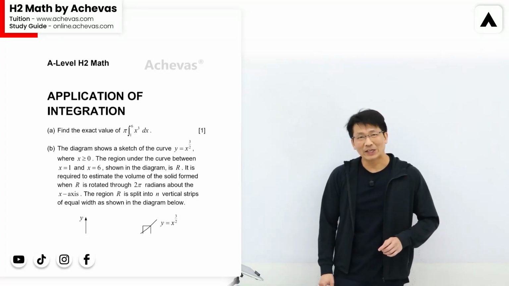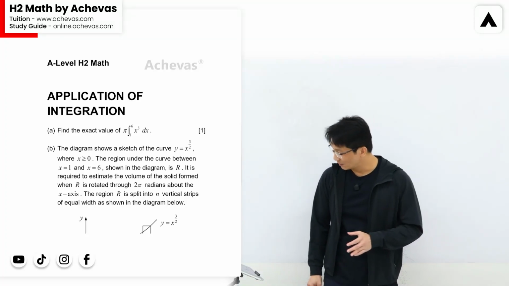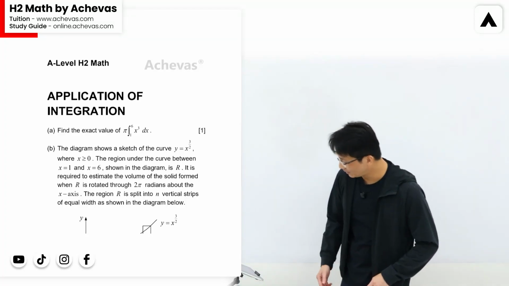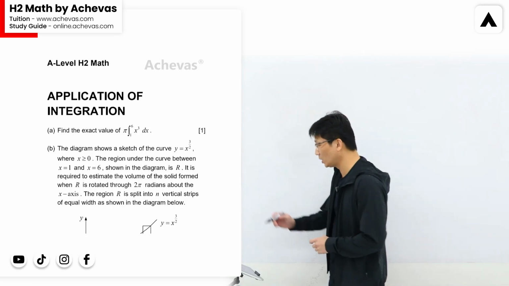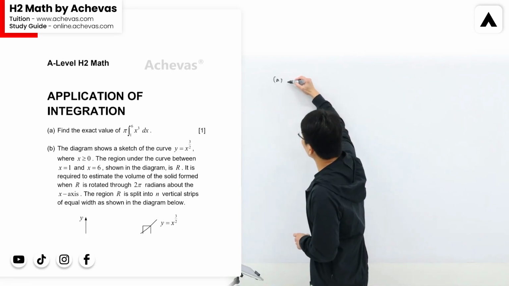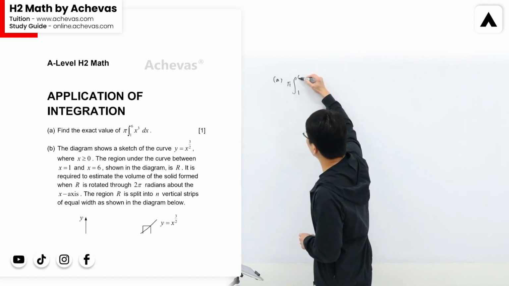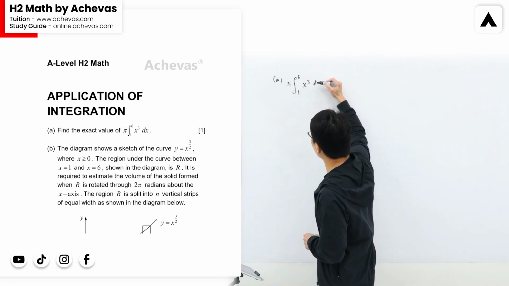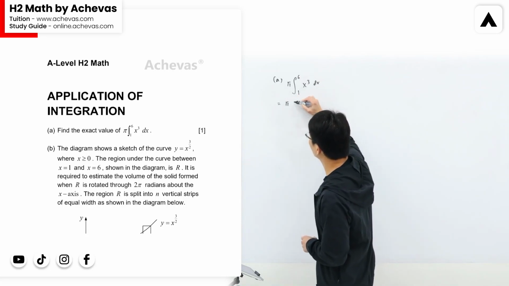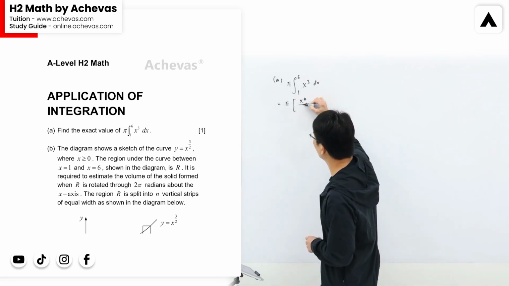Let's take a look at this application of integration question. For part A, find the exact value of this simple integral here. We have pi integrate 1 to 6 of x cubed dx. And after integrating this, we have pi x to the power 4 over 4.